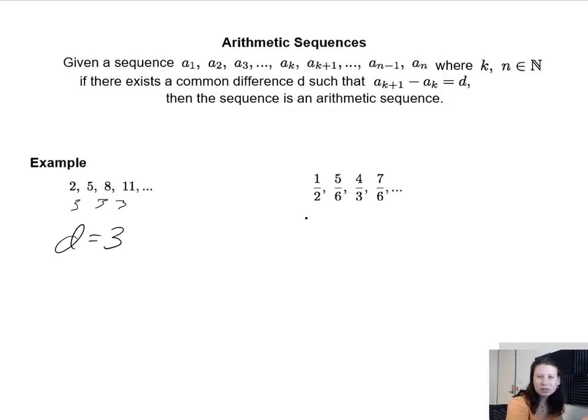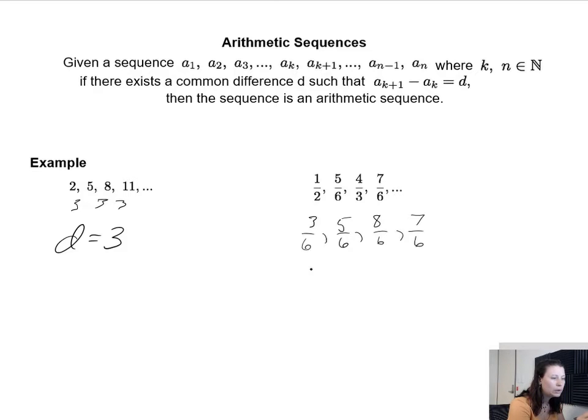Now here, this one's a little bit more difficult because they have different denominators. So rewrite them all with the same common denominator, which would be 6. So 1/2 is 3/6, 5/6 doesn't need to change, 4/3 is 8/6, and then 7/6. So, is there a common difference here? That's what we need to think about.